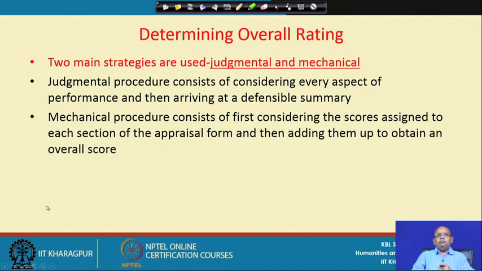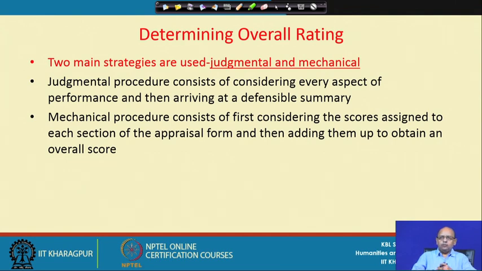Now, how do you look at the overall rating? Is it the summation of all the points that he achieved in all the ratings, depending upon the number of dimensions that you have? Suppose you have 10 dimensions related to behavior on a 5-point scale. So, the maximum rating that he can get is what? 50 if he gets 5 points on all these scales, right.